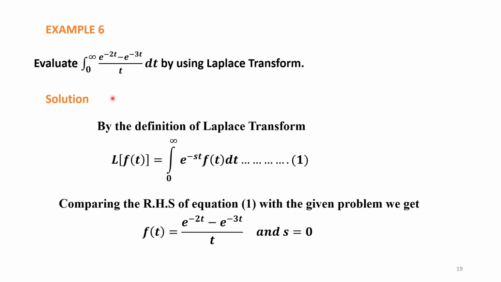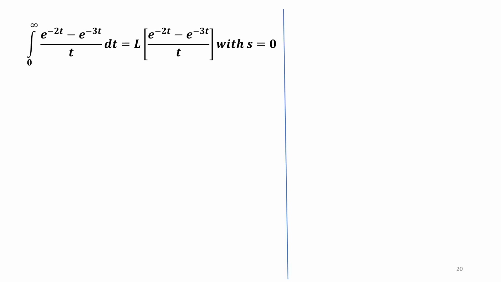Since there is no e raised to minus st term separately, here I have taken s is equal to 0 and the whole thing is taken as f of t. Which means that this integral will be equal to L of this with s is equal to 0. We can either separate and make use of different s, but I have not done that. I have taken the whole function as f of t with s is equal to 0. So this whole function is f of t. So we've written L of f of t with s is equal to 0.